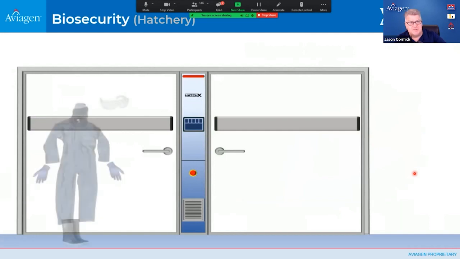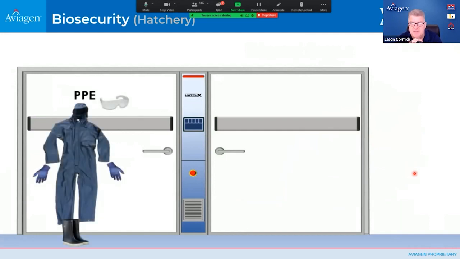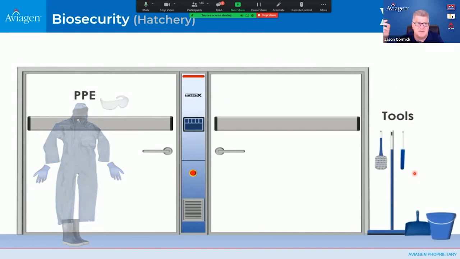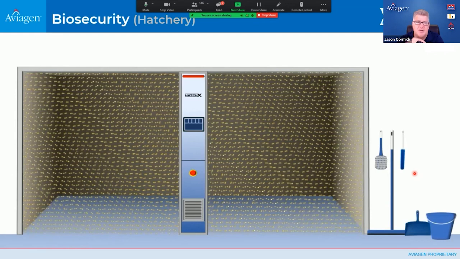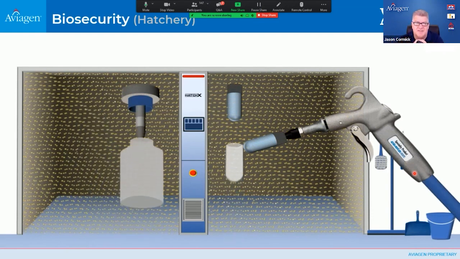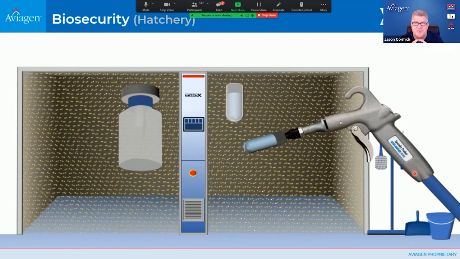So first of all, we're going to get our PPE and we're going to get our tools, cleaning equipment, so that we have them all there and we don't have to keep running through the hatchery. We're then going to open up, remove anything that needs to be removed, clean the filters, for example, and cover any sensors that need to be covered before we start.